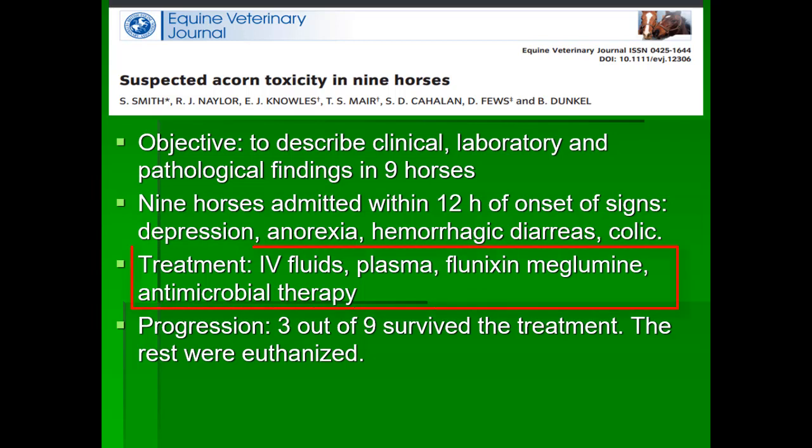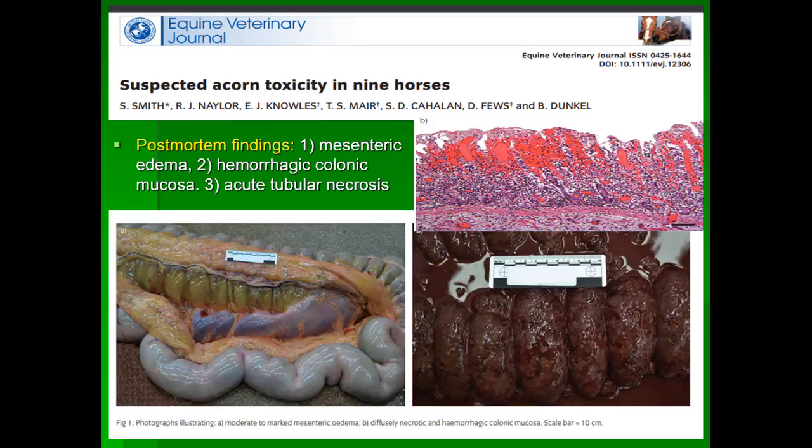They were given IV fluids and plasma to counteract the hypovolemia, also flunixin meglumine for pain, and antimicrobial therapy for the hemorrhagic diarrhea. Of the 9 horses, 6 rapidly deteriorated and were subjected to euthanasia, and 3 of them survived with medical management. The post-mortem findings showed severe mesenteric edema, like we saw with pigweed.